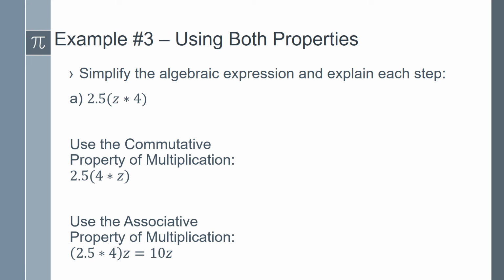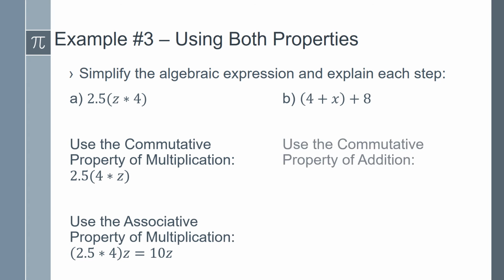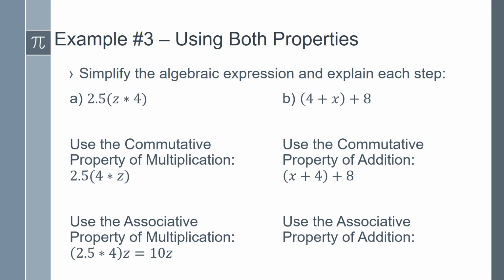Now let's take a look at an addition example. In parentheses, 4 plus x, plus 8. Use the commutative property of addition to rearrange, and we have, in parentheses, x plus 4, plus 8. Next, we will use the associative property of addition, and we have x plus, in parentheses, 4 plus 8, which simplifies to x plus 12.